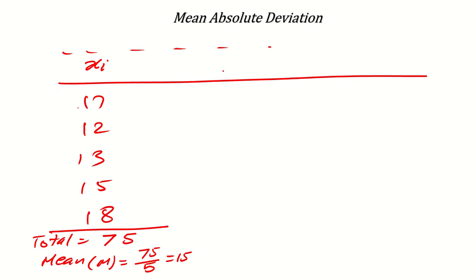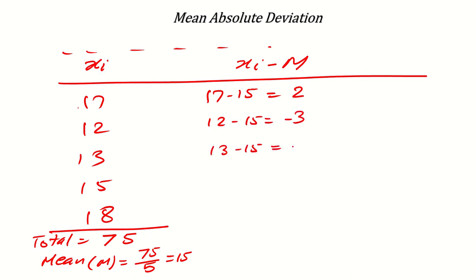Okay. Now you will make another column, xi minus m, meaning you will subtract this 15 from all these numbers. So 17 minus 15 is equal to 2. Then 12 minus 15 is equal to minus 3. Then 13 minus 15 is equal to minus 2. 15 minus 15 is equal to 0. And 18 minus 15 is equal to 3.